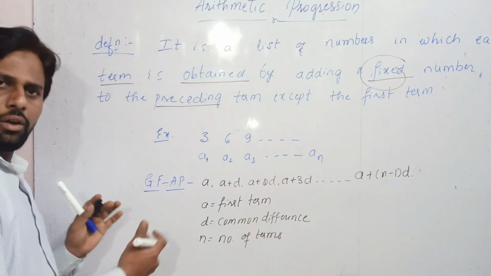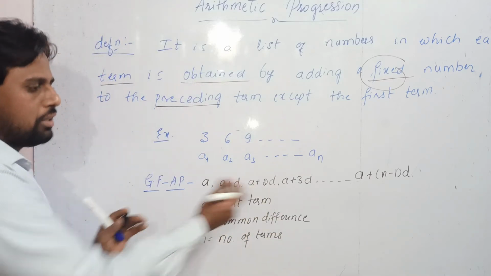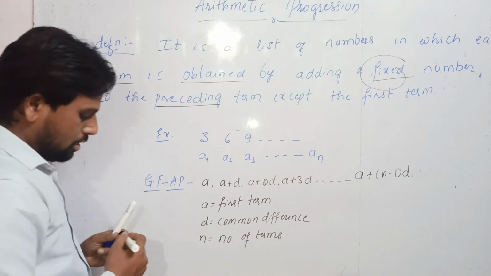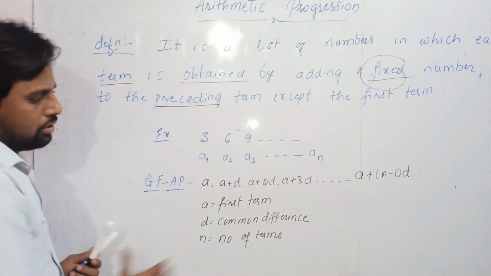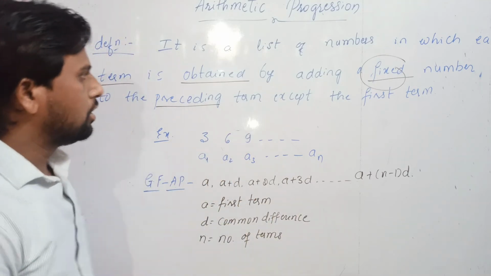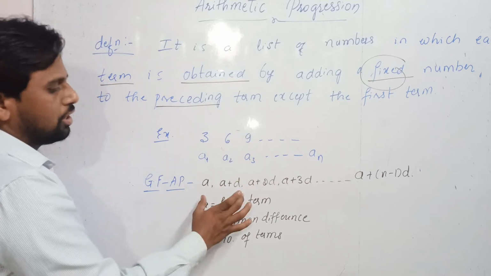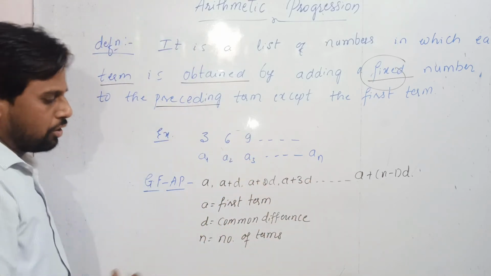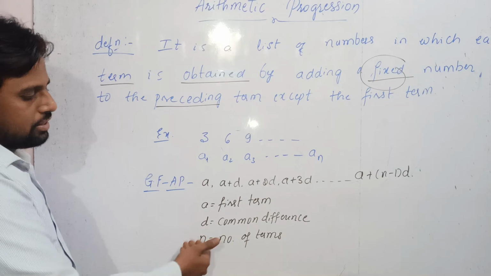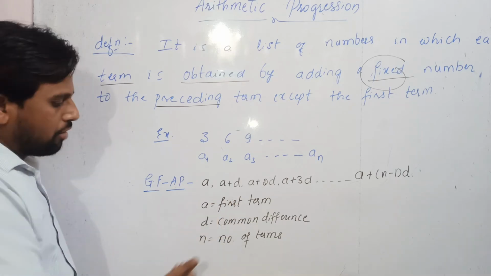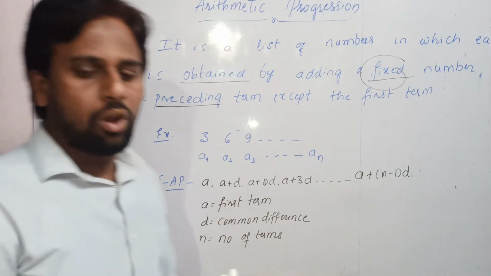Even about the brief explanation regarding all these terms, you will get it in the next classes. So till now what you can understand is the AP definition, an example for the AP, and the general form of AP. A is considered as the first term, D is considered as the common difference, and n is nothing but the number of terms.